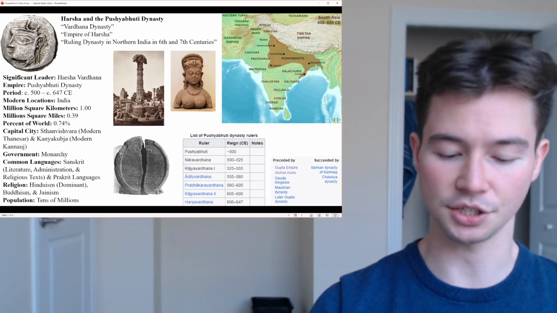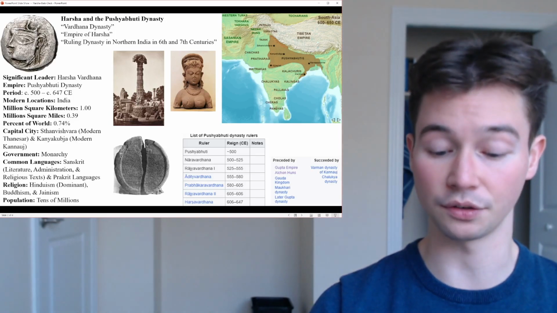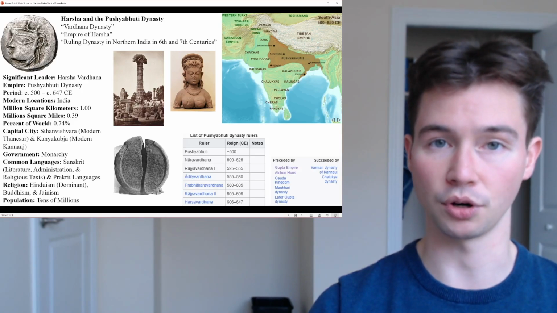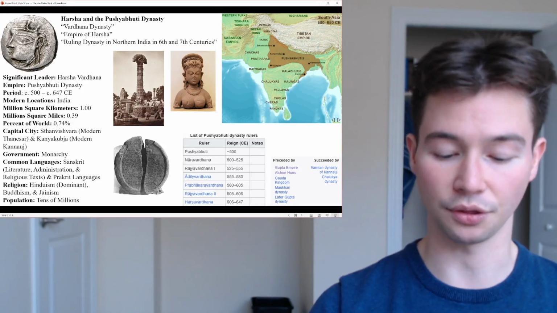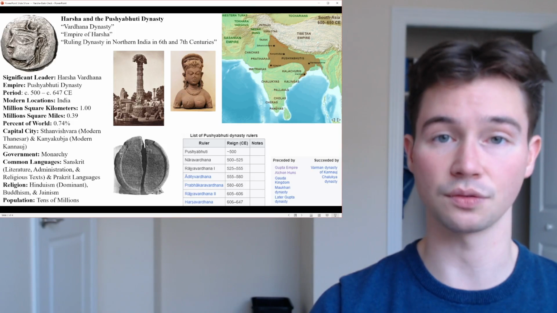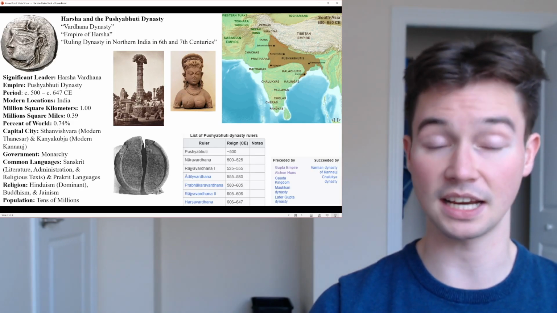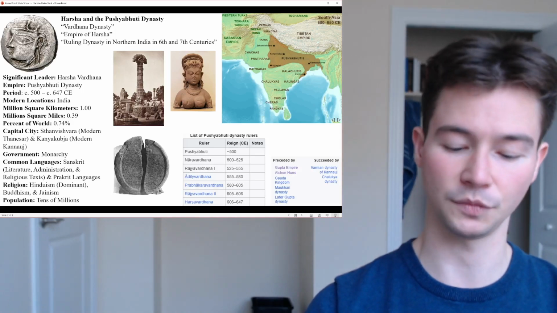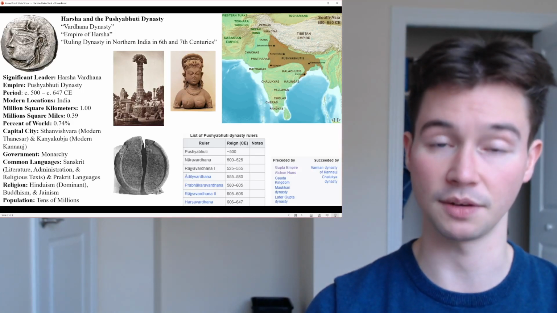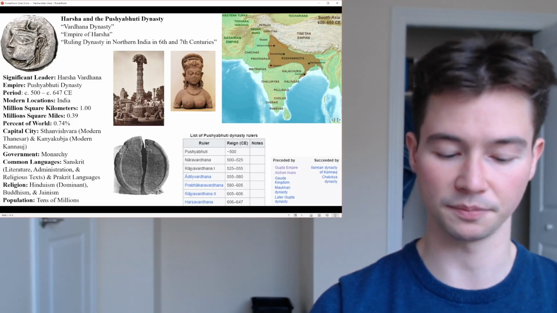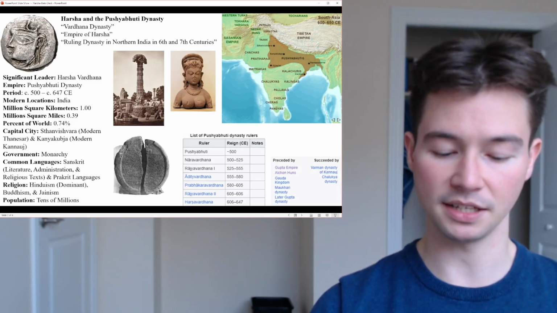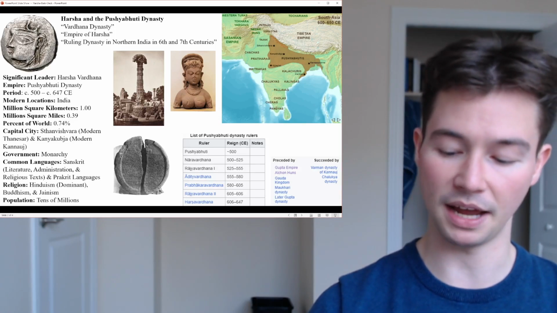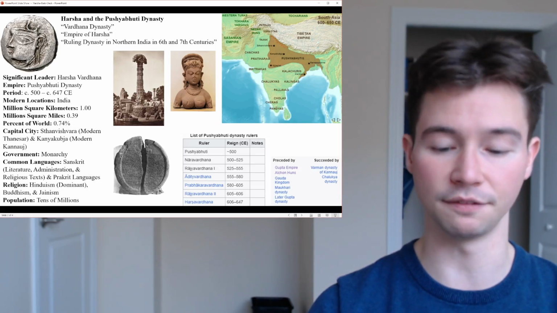So Harsha's ascension. Harsha Vardhana, born in 590 CE, was a member of the Pushyabhuti dynasty, so part of the royal family. He ascended to the throne of Thanesar in 606 CE after the assassination of his brother Rajyavardhana, with the same, as we can see, suffix, same royal family as his brother. As for his military campaigns, under Harsha's leadership, the dynasty engaged in military campaigns to expand its territorial influence.